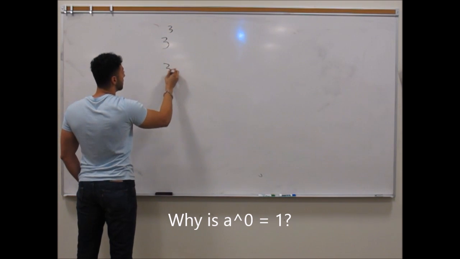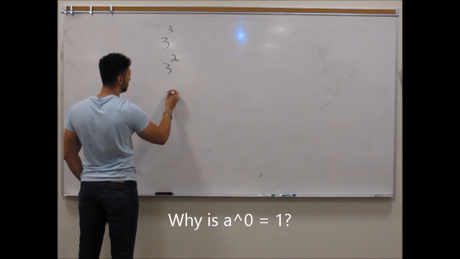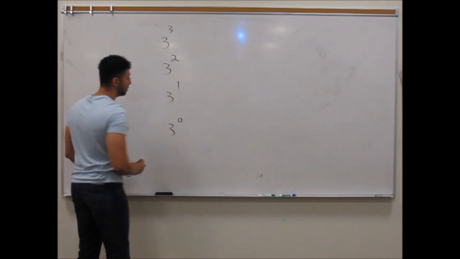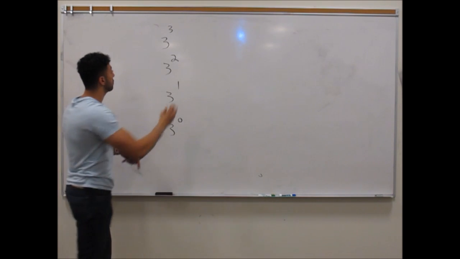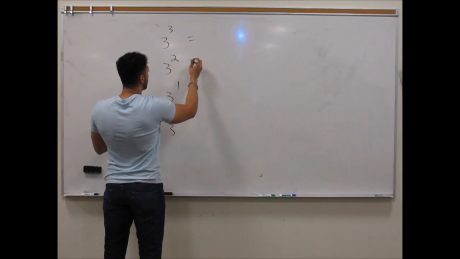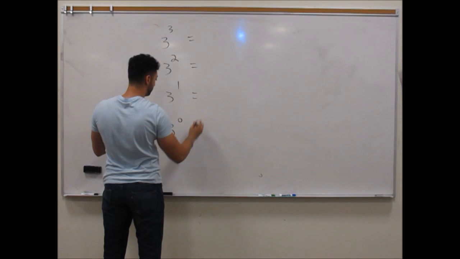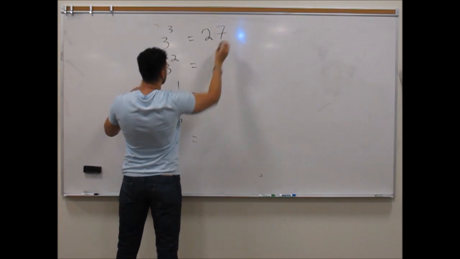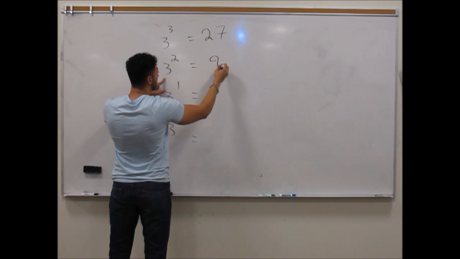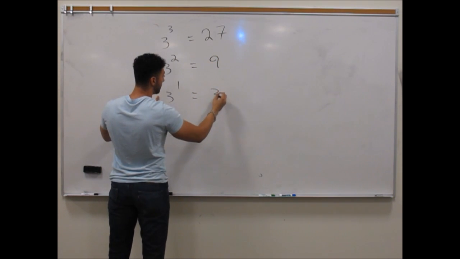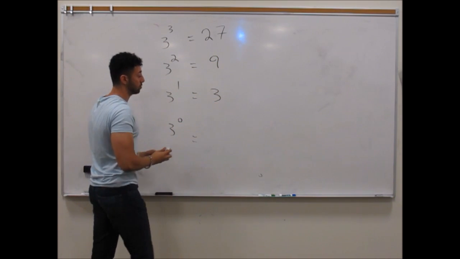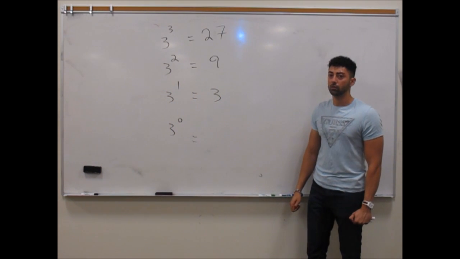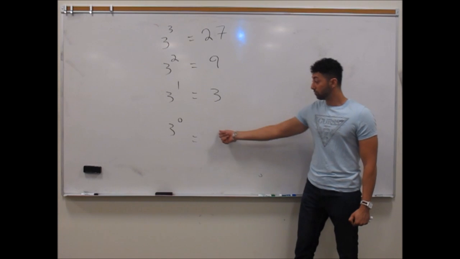So let me start with 3 and cube it. Then let me take that same 3 and square it. Take that 3, raise it to the first power, and then all the way down to the 0 power. So let's investigate to see what happens here. 3 cubed would be 27. 3 squared would be 9. 3 to the first power would be 3. And then this is what we're trying to experiment on to see if we get 1.